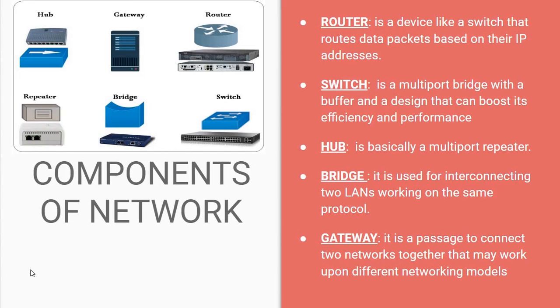The switch is a device that is used to break the collision domain. Unlike a hub, which broadcasts the data, the switch just switches the frame and sends it to the targeted source. And the third is the hub. A hub is a network device that is used to broadcast data to all the devices that are connected to it. It consists of only one collision domain and one broadcast domain. And moving towards the bridge, it is a network device that is used for interconnecting two LANs of the same protocol. And last is a gateway. It is a network device that is used to connect two networks of different network models.